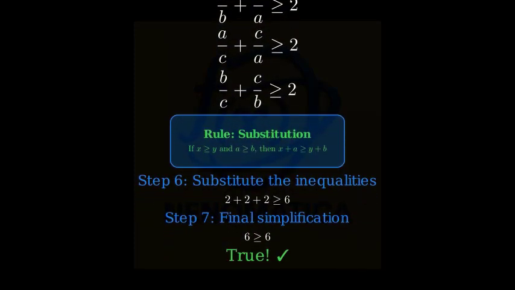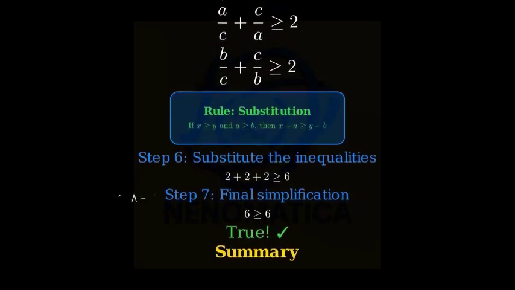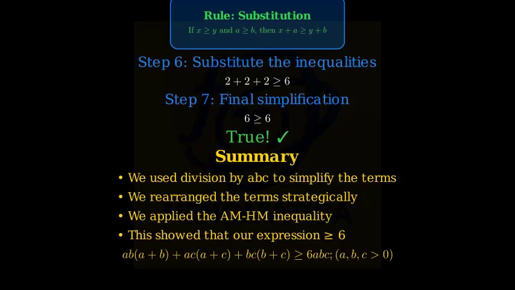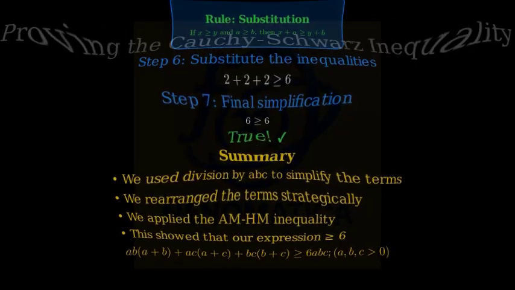Since we've shown that our expression is always greater than or equal to 6, we've proven the original inequality. Therefore, we've proven that ab times the quantity a plus b, plus ac times the quantity a plus c, plus bc times the quantity b plus c is greater than or equal to 6 times abc when a, b, and c are positive. The key insight was using the AM-HM inequality for each pair of terms.